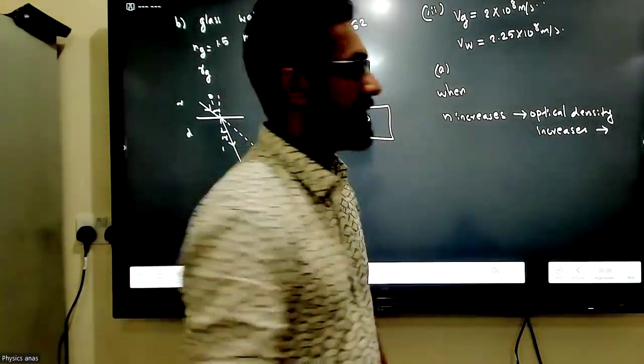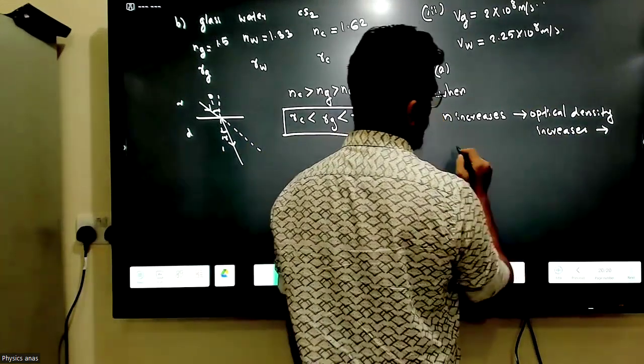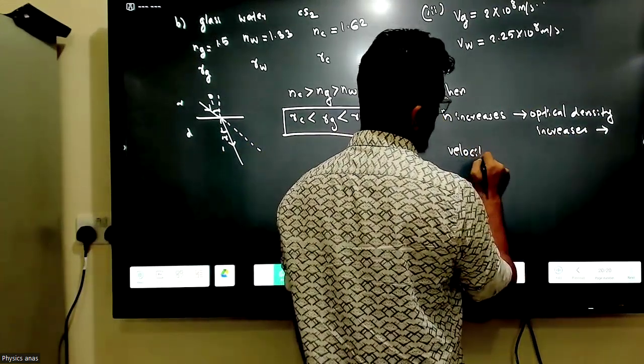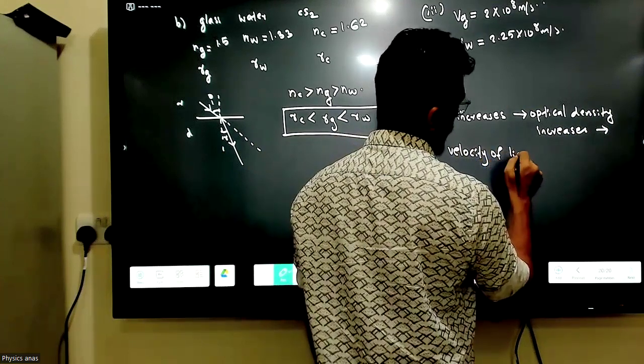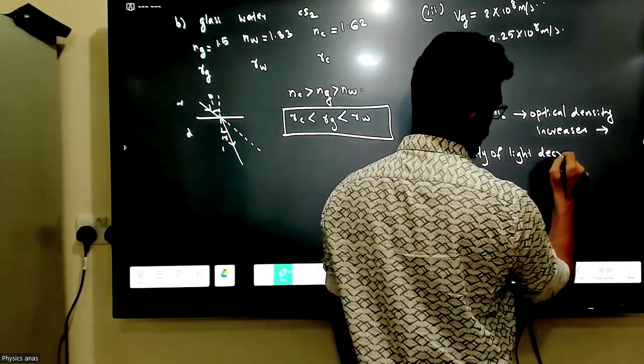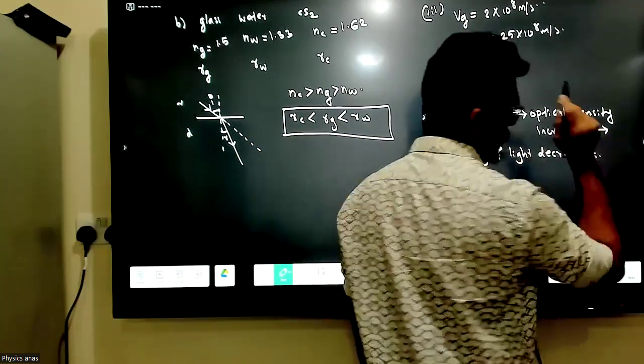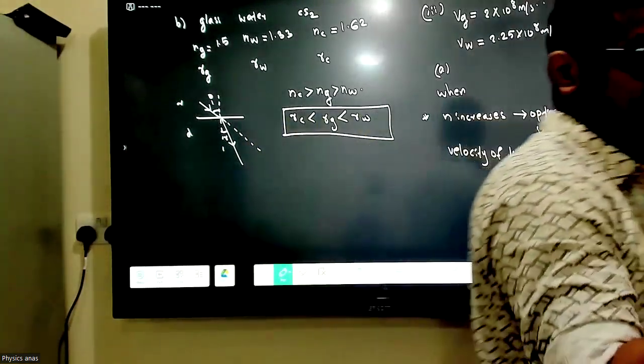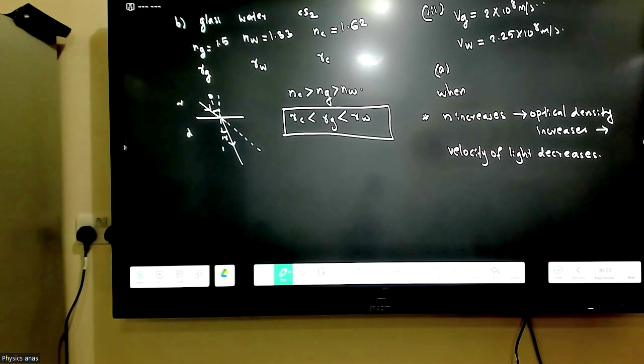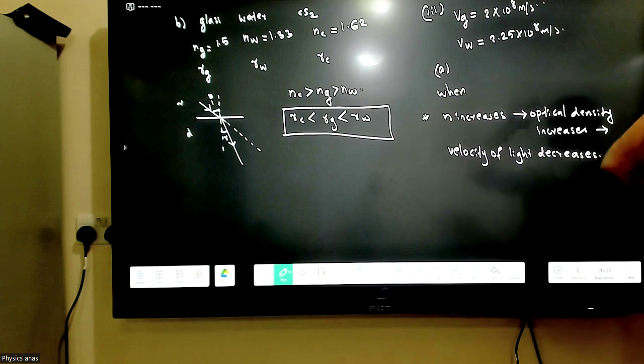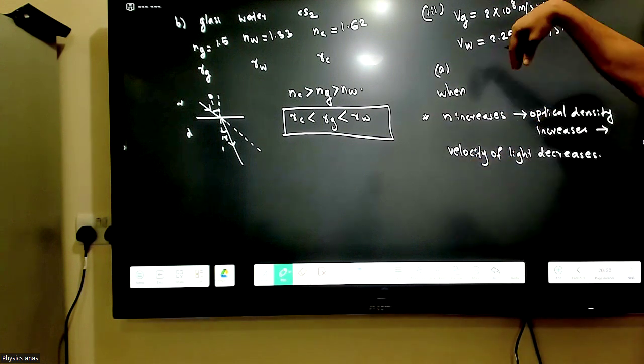Did you understand that? So you have to make this as a point. Velocity of light decreases. When refractive index increases, optical density increases. If optical density increases, velocity of light decreases. Did you understand that point? If you have that point, you can answer this question, or every question that has this type of concept. Okay.